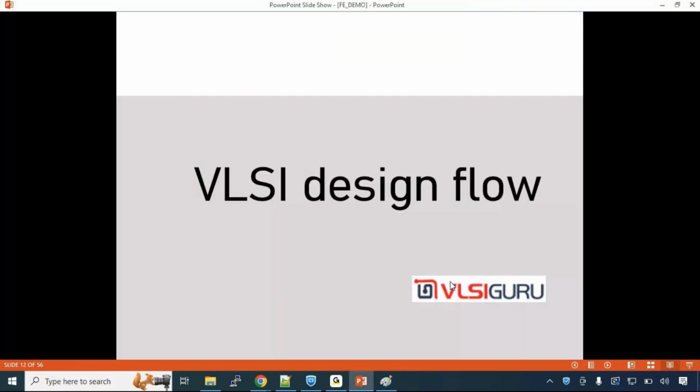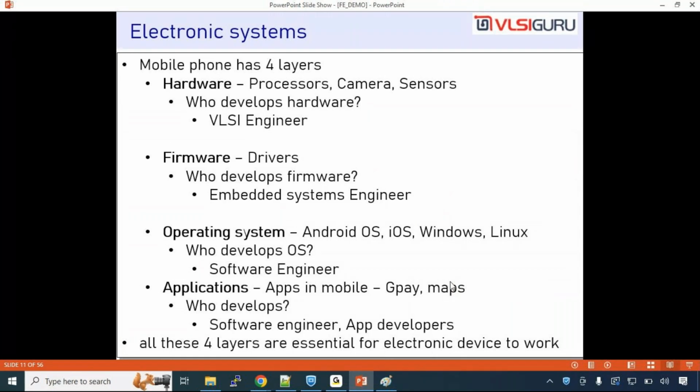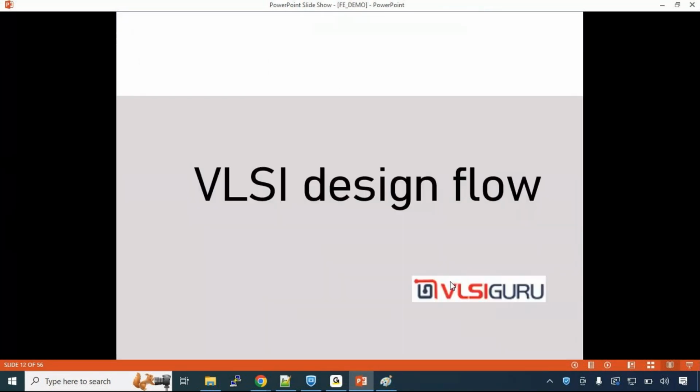So this is a brief about what is hardware and what is firmware. Now let us understand the VLSI part, that is the hardware aspect of the system, because we don't want to worry about what is operating system, what is application, what is driver. We are here for understanding the VLSI. So let's understand the VLSI design flow.